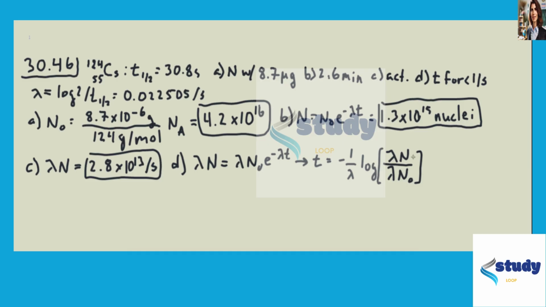And so we know that we want this to be 1 per second, and then we know lambda, and we know what N naught is, so we can multiply those together. And so we come up with 26 minutes. I mean, this is going to give you a number in seconds, and you just divide by 60 to get the number of minutes. And so it's 26 minutes. And there we go.